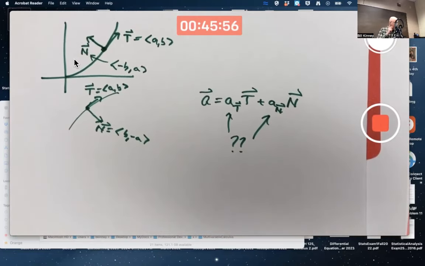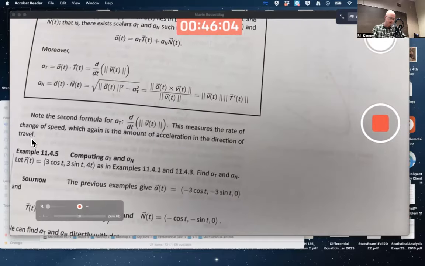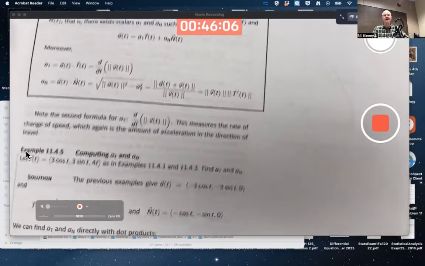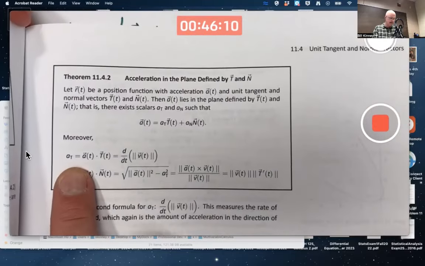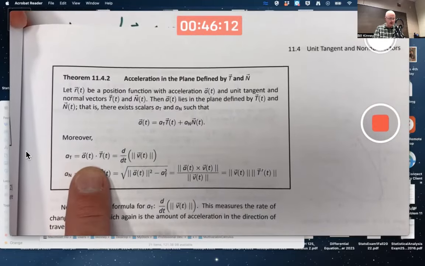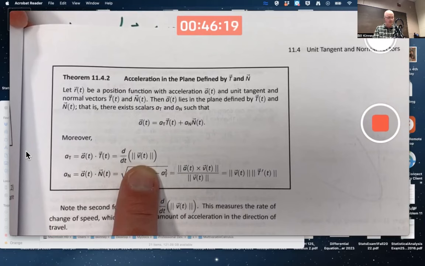And there are a bunch of kind of crazy formulas for those. Actually, the AT was simpler, two simpler formulas. This box was on page 669 here. You can compute AT, the tangential component, either as that dot product or as that derivative. And notice that's the derivative of the speed, the magnitude of the velocity vector.